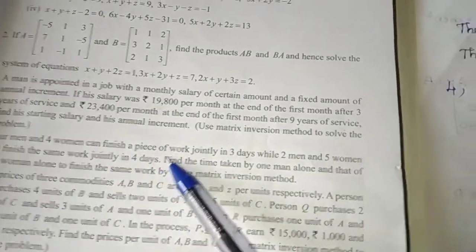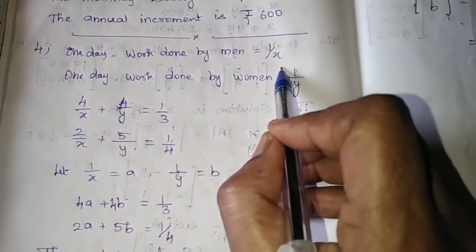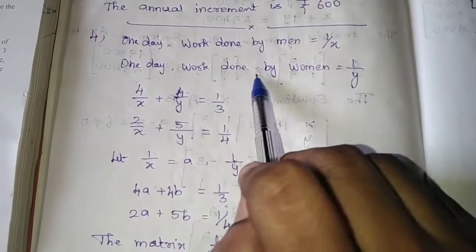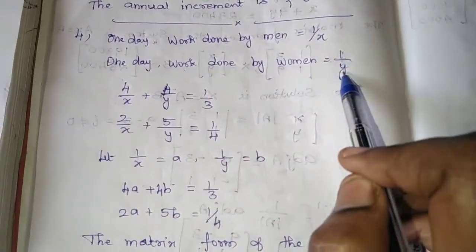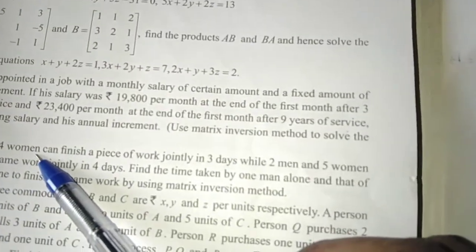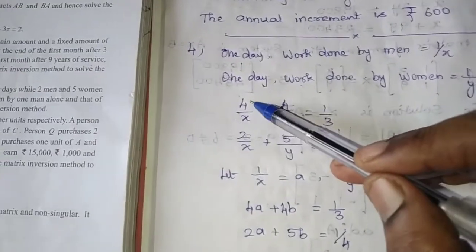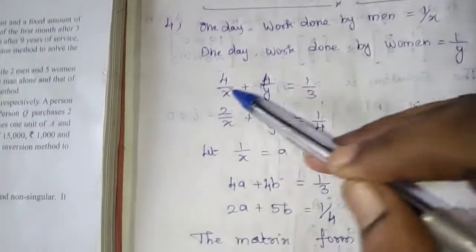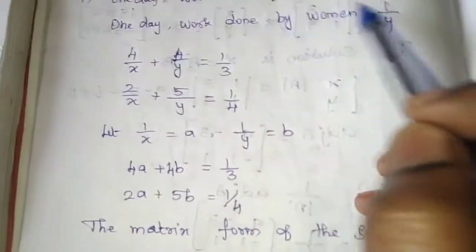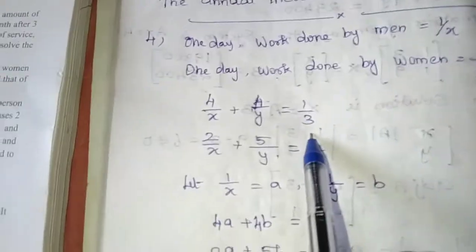In this work sum, I will take 1 day work done by a man equal to 1 by x, and 1 day work done by a woman equal to 1 by y. Here 4 men and 4 women can finish a piece of work jointly in 3 days. Write in equation: 4 men means 4 by x, 4 women means 4 by y, equal to 3 days, which means 1 by 3.